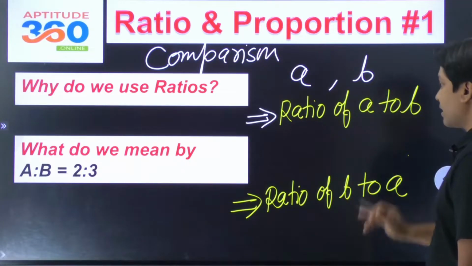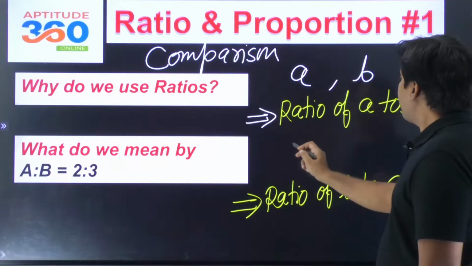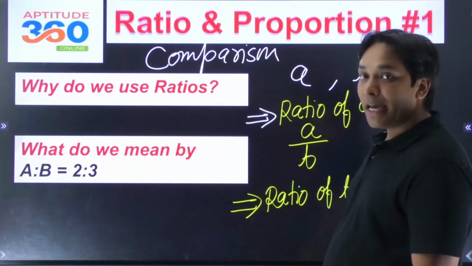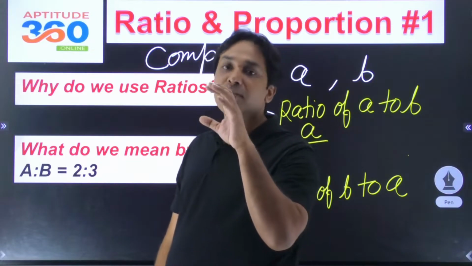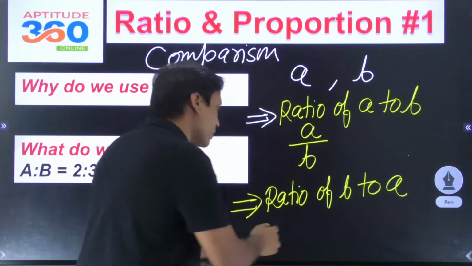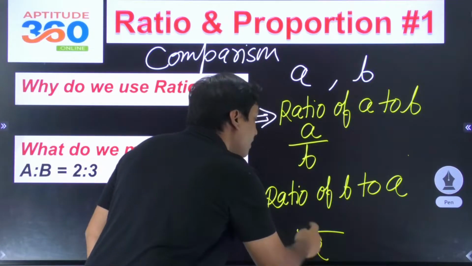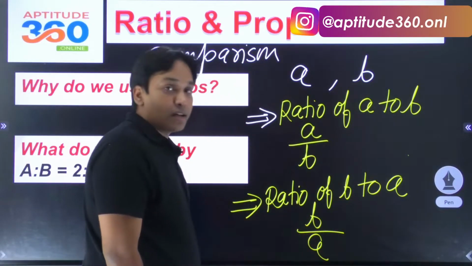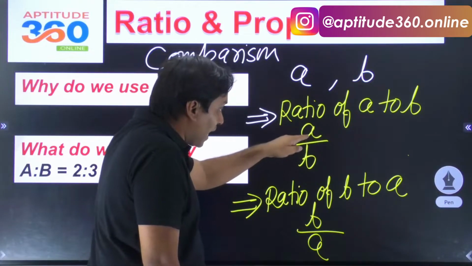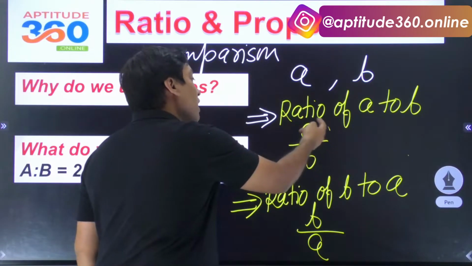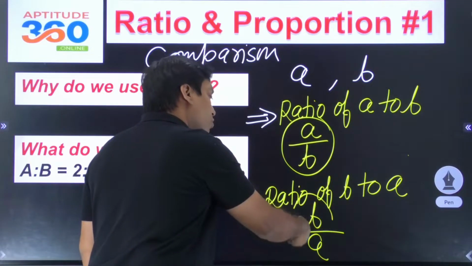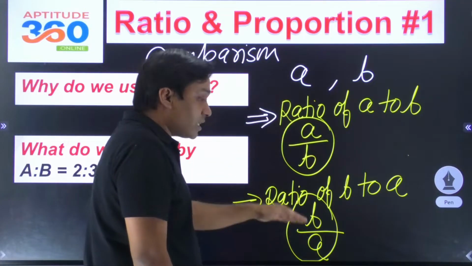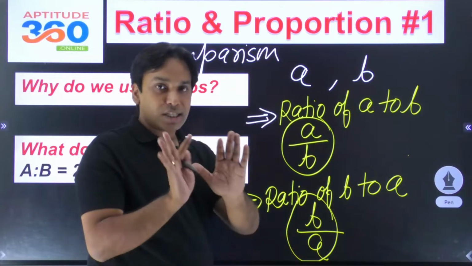Please try to understand this thing. Over here B is going to be in the denominator, A is going to be in the numerator. Why? Because you are comparing the value of A with the value of B. Over here in the second situation, A is going to be in the denominator and B is going to be in the numerator. You are comparing the value B with the value A. This is known to be a ratio. This is also known to be a ratio, but in this situation you are comparing A with B, whereas in this situation you are comparing B with A. I hope you are understanding this.